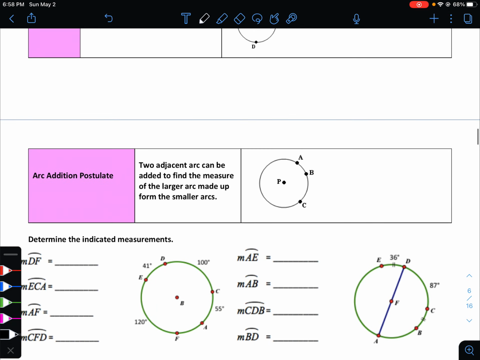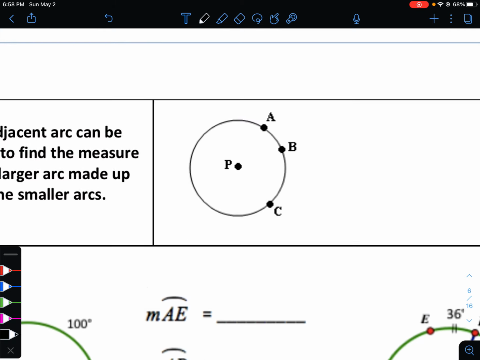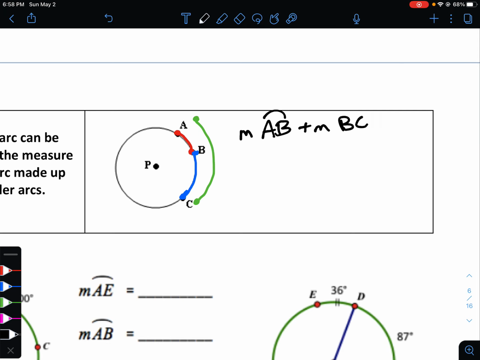Now, one important postulate that we have is what's called the arc addition postulate, which basically says that two adjacent arcs can be added together to find the measure of the larger arc, which is made up by those two smaller ones. In other words, if you take this arc AB right here, plus this arc BC right here, then that's going to add together to form the entire arc from A to C. So if you wanted to write that with notation, you would say that the measure of arc AB plus the measure of arc BC is equal to the measure of arc AC.